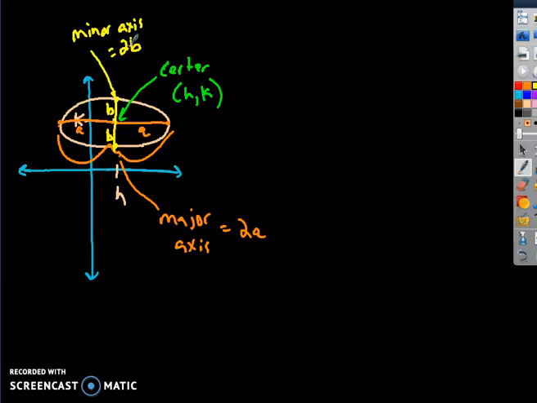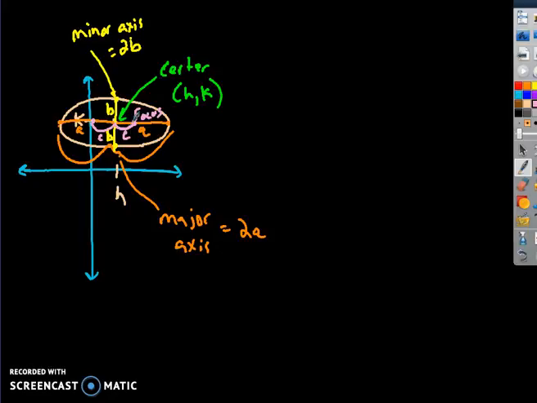And the last thing is the focus. It's on there as well. The focus will be around here, and I would say the length from the center to the focus is c. If you have another focus over here, that length will also be c. So if you connected the foci, the distance would be twice c.